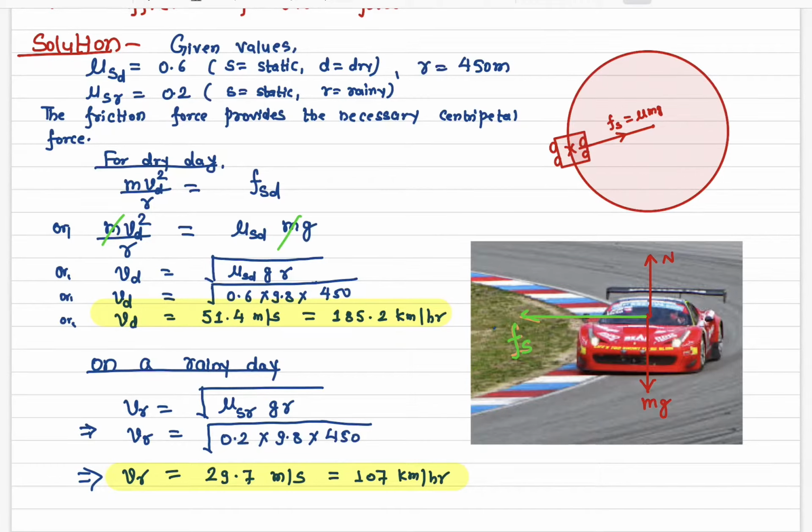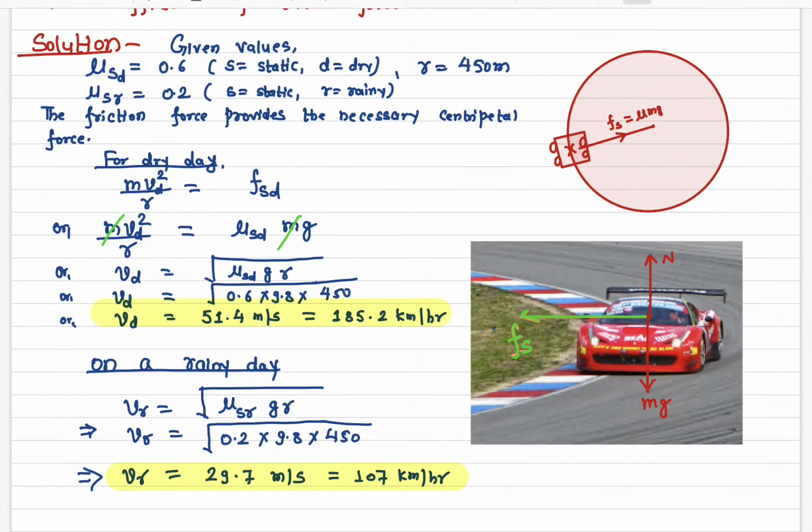So let's now find out what is the maximum speed at which this car can move into the circle without skidding away. Here the coefficient of static friction on a dry day is 0.6. S stands for the static friction and D stands for the dry. The radius of the circle is 450 meters. And mu SR, S stands for static and R stands for the rainy day, which is 0.2.